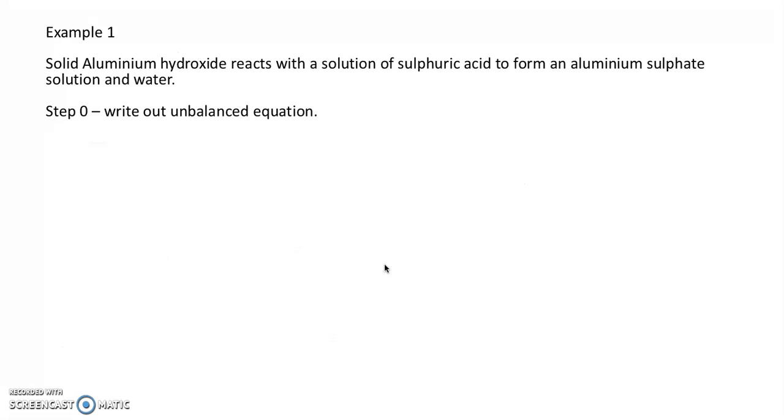So let's look at our first example. This one is written as a description of the reaction, and you have to write the unbalanced equation and then balance it first, so there's an extra step. The example says solid aluminium hydroxide reacts with a solution of sulfuric acid to form an aluminium sulfate solution and water. So we can write that as follows.